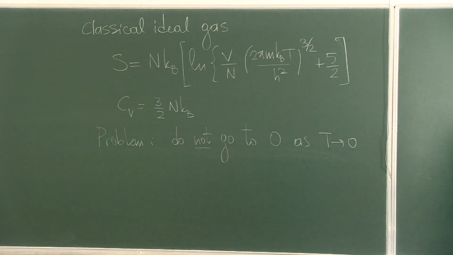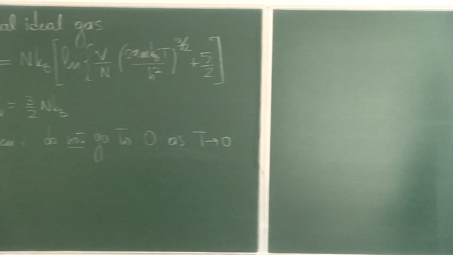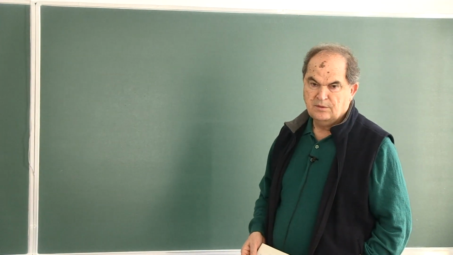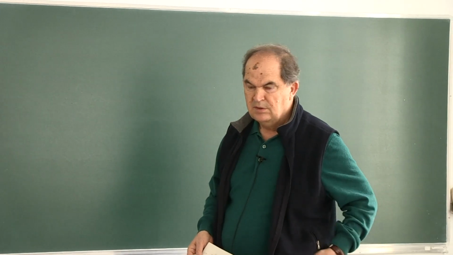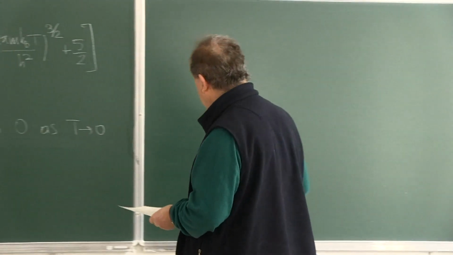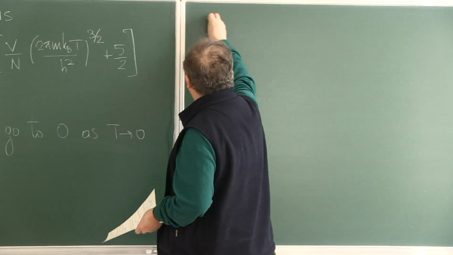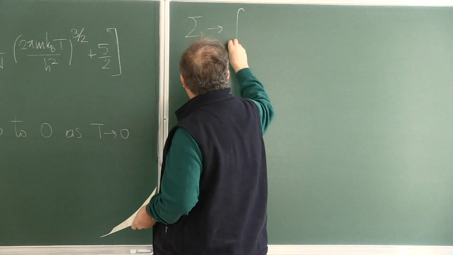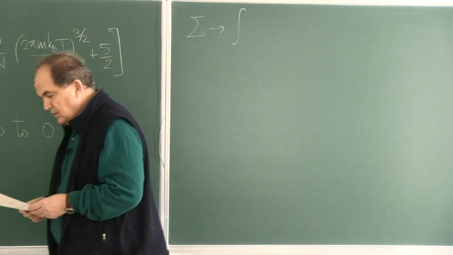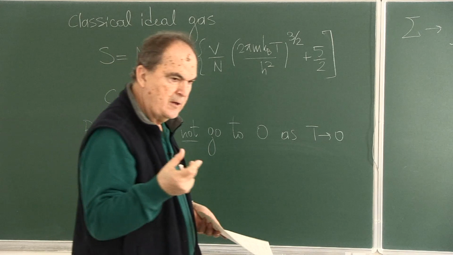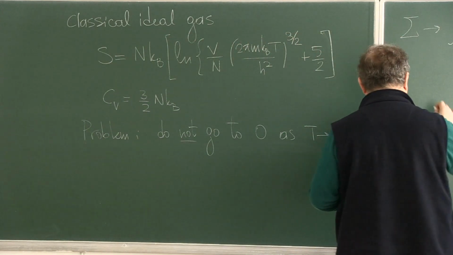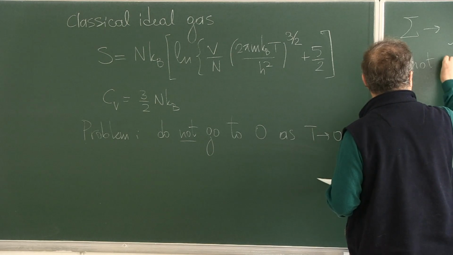As temperature goes to zero, it is required by the third law of thermodynamics that both of them should go to zero. What is the reason? Can you give me any reason for this result? The reason is that you are replacing the sum with an integral, and this integral replacement is not justified near temperature 0 Kelvin. Not justified.